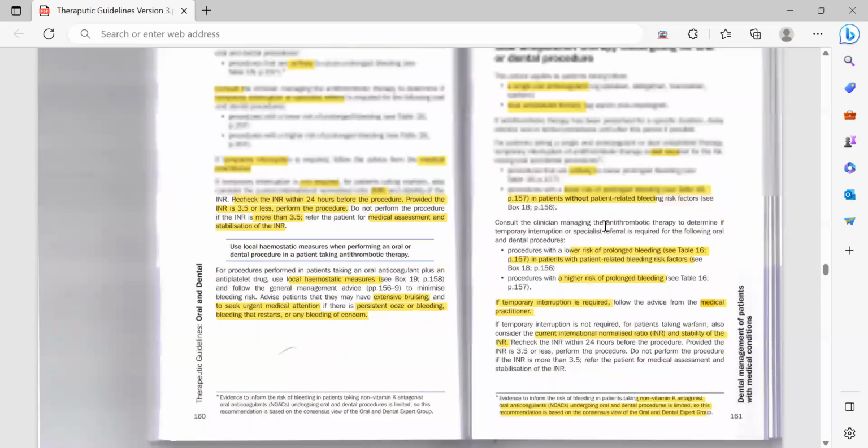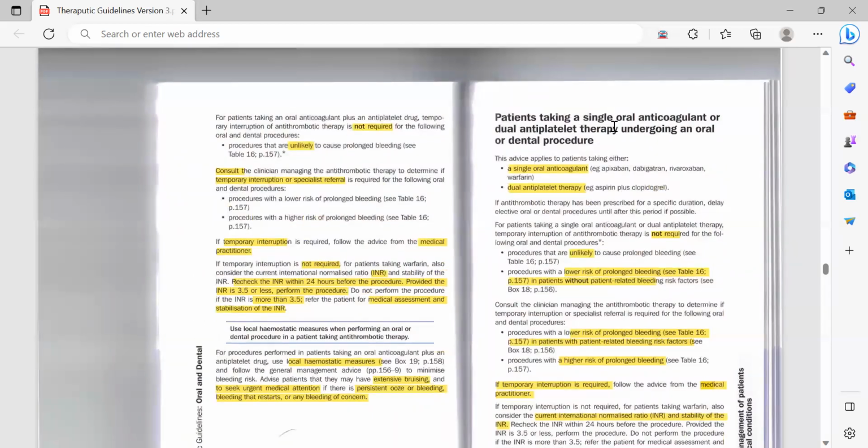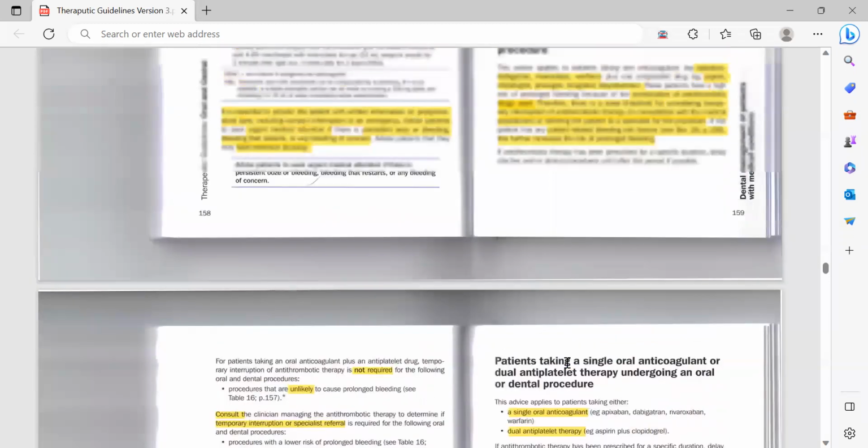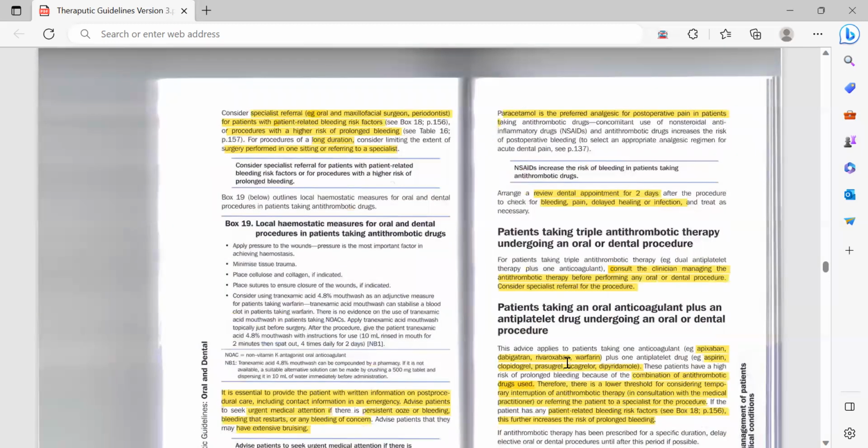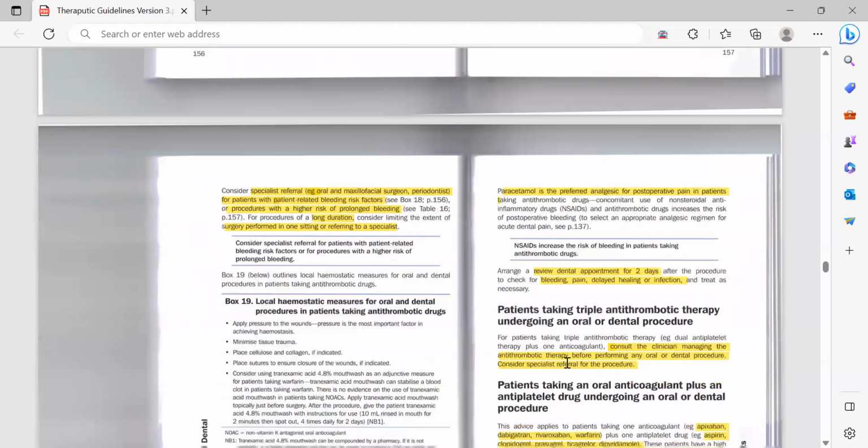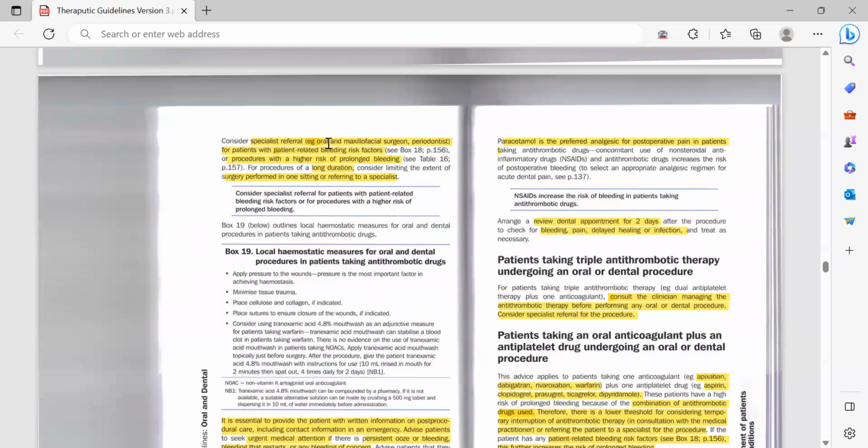If the patient is taking either a single oral anticoagulant or dual antiplatelet therapy, then you can perform unlikely and lower risk procedures without patient related risk factors. But if there is any patient related risk factor, then you need to consult the clinician. Now we will read the next section, which is consider specialist referral.